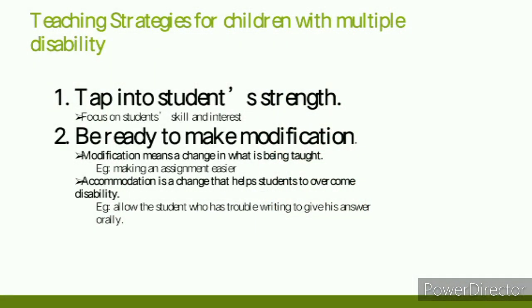So the second strategy is to be ready to make a modification, because the right modification and accommodation in the classroom can help the student with multiple disability to access the general classroom curriculum at a grade appropriate level. Modification is a change in what is being taught or what is being expected from the student. An example of modification is to make the test or the assignment easier so that the student with multiple disability can do the work, which is not at the same level as other students do.